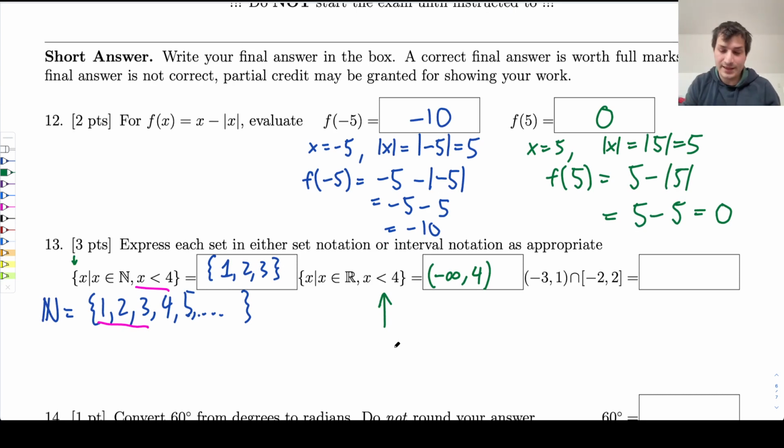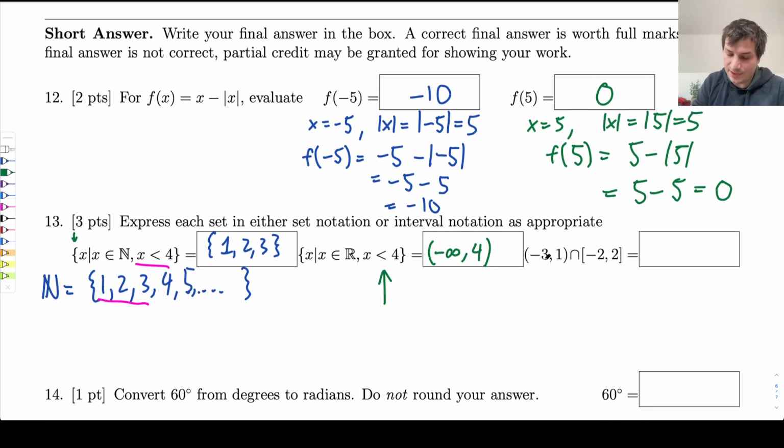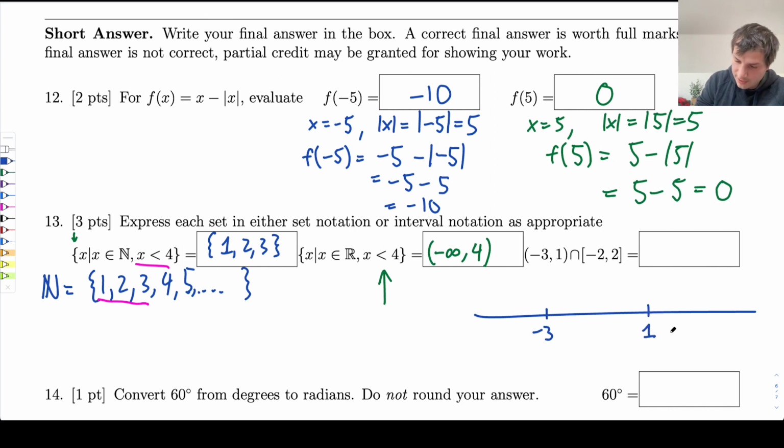The third one is the intersection of two intervals. In this version of the exam, it was the interval minus 3 to 1 intersected with minus 2 to 2. Again, the way to do these is to draw the number lines. So minus 3 to 1, that is one interval. Let's do this one in green. Minus 3 to 1, that's this guy. Not including, so sort of open interval, not including minus 3 and 1. And minus 2 to 2, minus 2 is here, and 2 is here. So minus 2 to 2 is this interval.